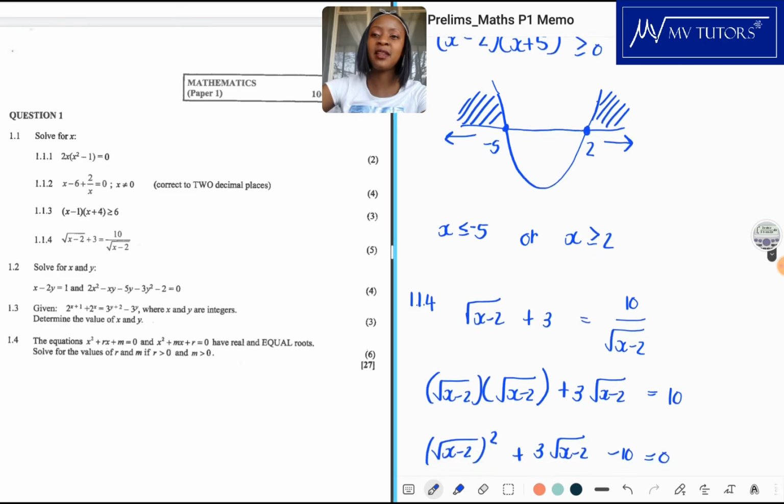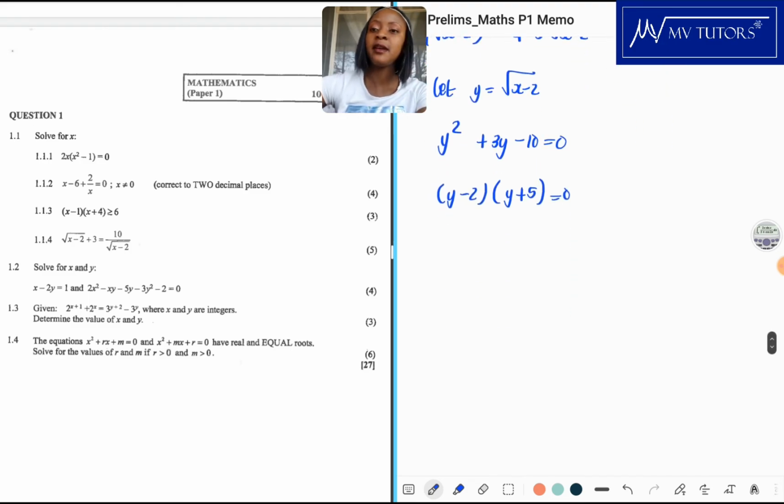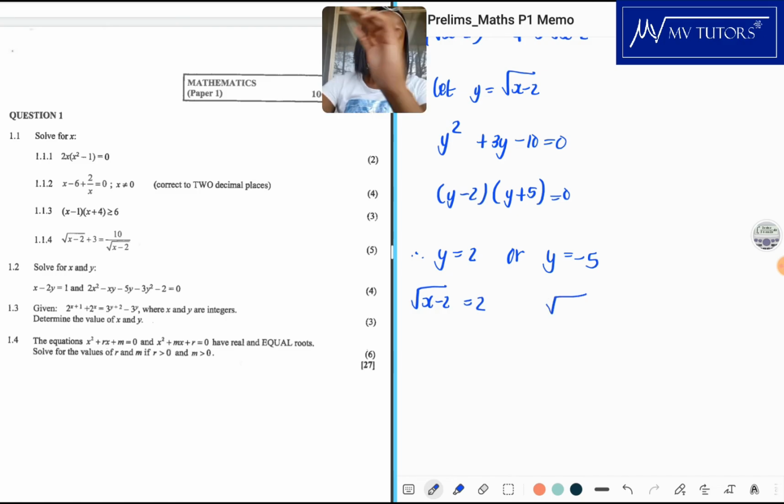So I know then I will have my answer as (y minus 2)(y plus 5) is equal to 0. Therefore y is equal to 2 or y is equal to minus 5. But we are not solving for y. We are solving for x. So I have root x minus 2 is equal to 2, or, sorry about that, root x minus 2 is equal to minus 5.